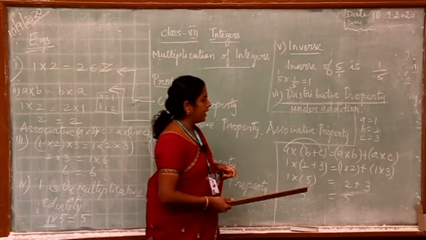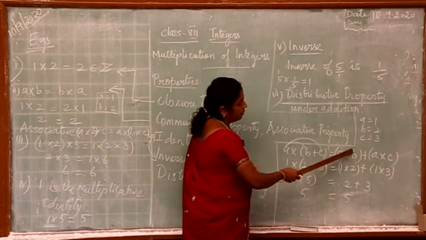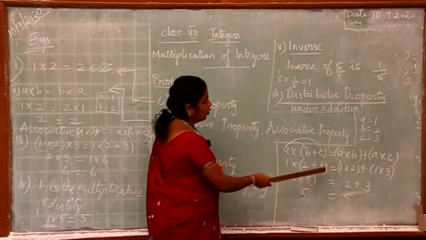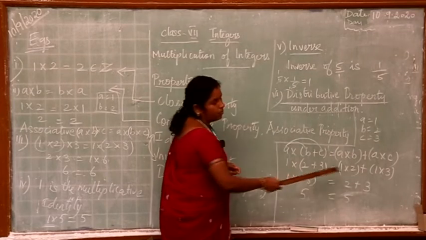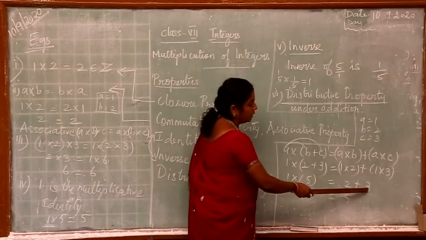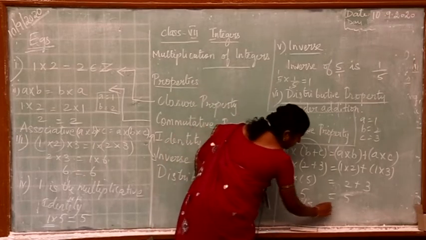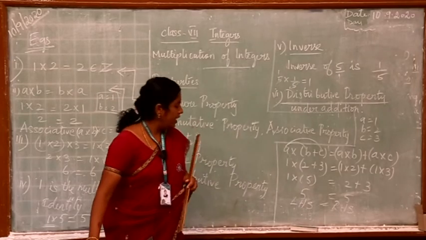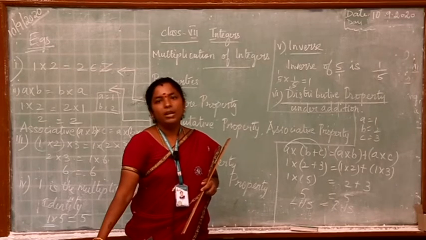Now, we will go for the right hand side. A cross B plus A cross C. A is 1, B is 2, again A is 1, C is 3 here. So, we solve the brackets. 1 twos are 2. The same plus we repeat on the next line. 1 into 3 is 3. What is 2 plus 3? 5. You can see the left hand side is equal to the right hand side, which means the distributive property holds good under multiplication.